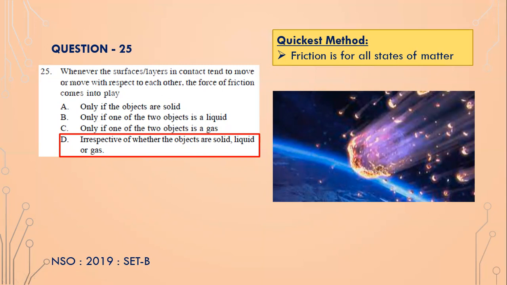In liquids also, if you try to swim very fast in liquid, you can't swim so fast because of friction, isn't it? Because of the drag of the liquid friction. And in solids, definitely there is friction, and that's why vehicles can ride on roads or you can walk. So irrespective of whether the objects are solid, liquid, or gas, the friction will always be there.